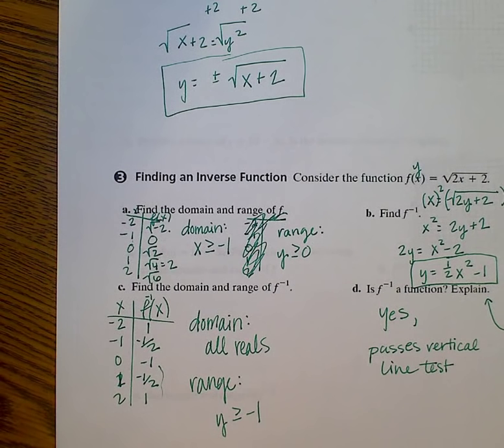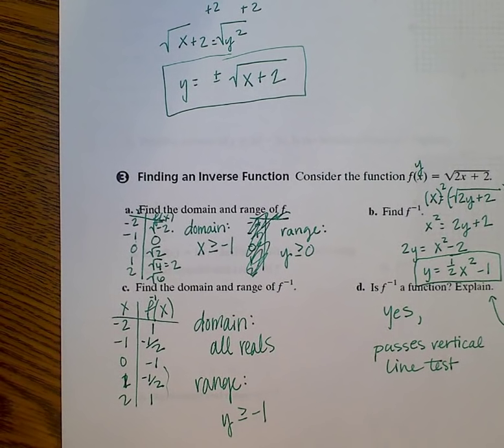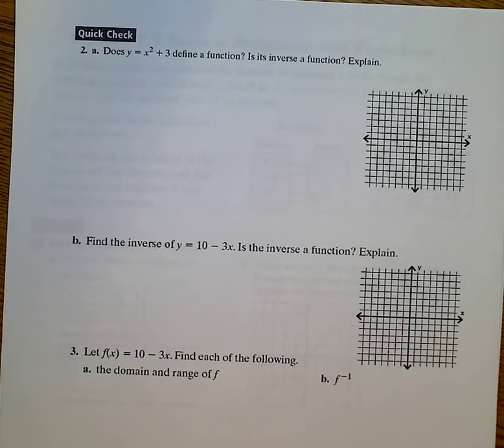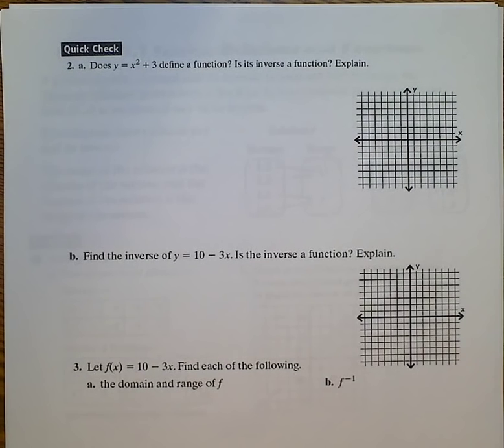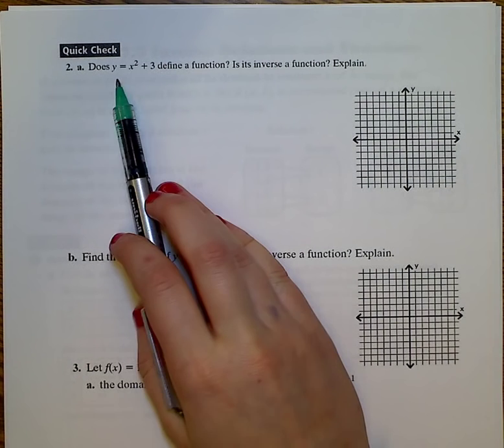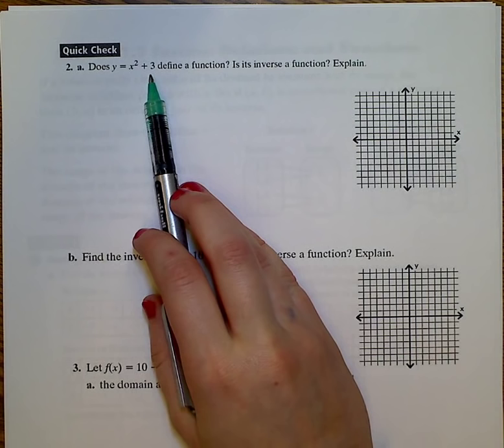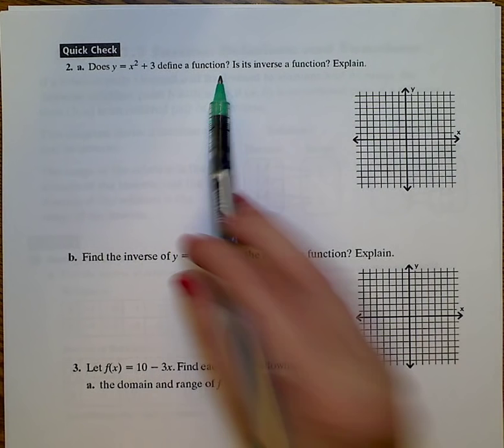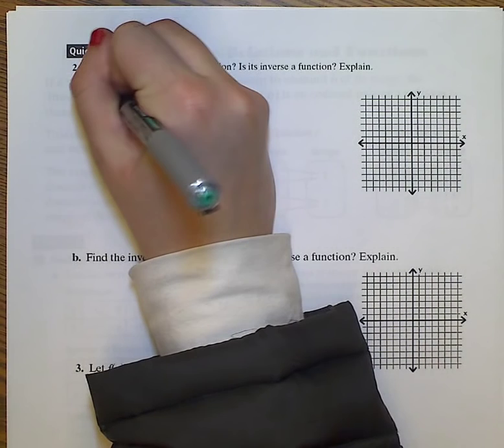We could also check more points just to make sure that every x does indeed just go to one y. Okay, so last page. Let's look at the function y equals x squared plus 3. Does this define a function? We're going to say yes. It defines a quadratic function.